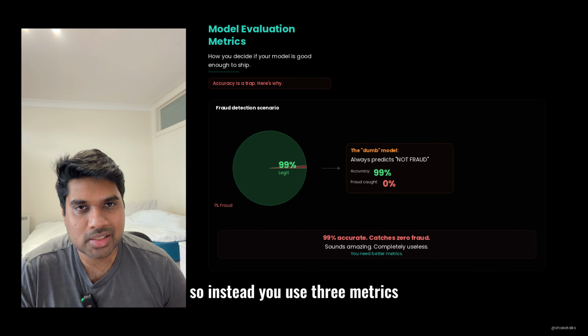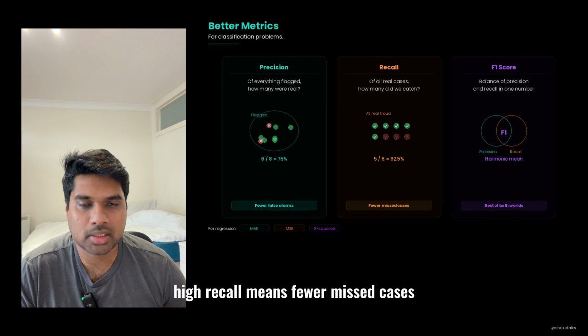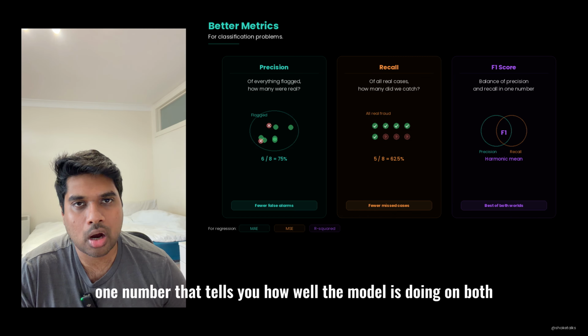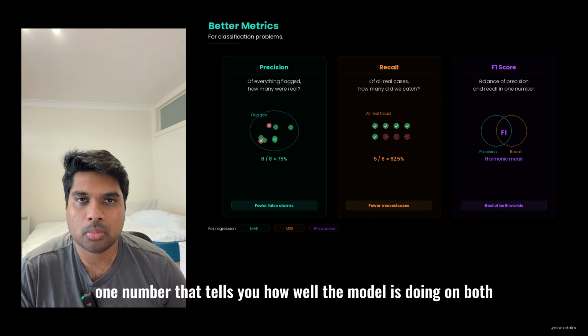Precision. Of everything the model flagged as fraud, how many were actually fraud? High precision means fewer false alarms. Recall. Of all the actual fraud cases, how many did the model actually catch? High recall means fewer missed cases. F1 score is the balance between precision and recall. One number that tells you how well the model is doing on both.